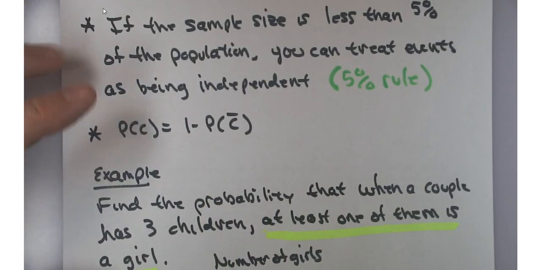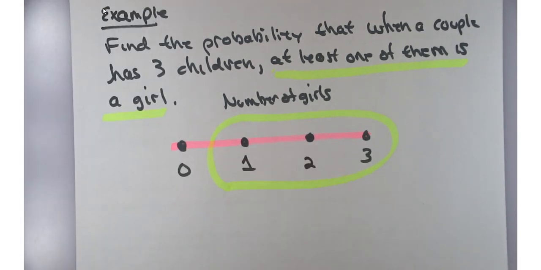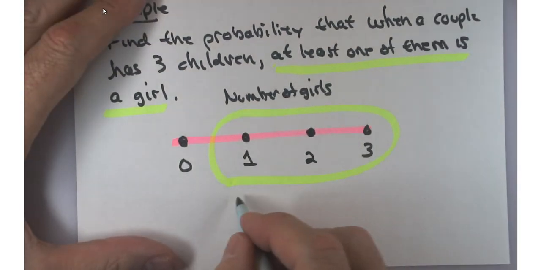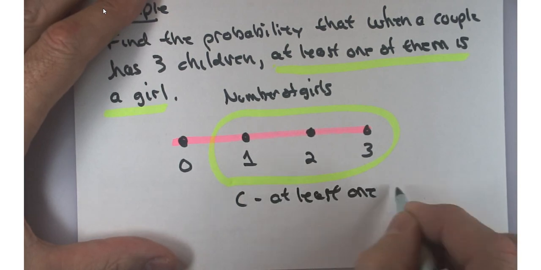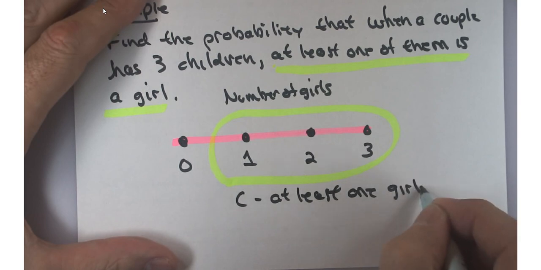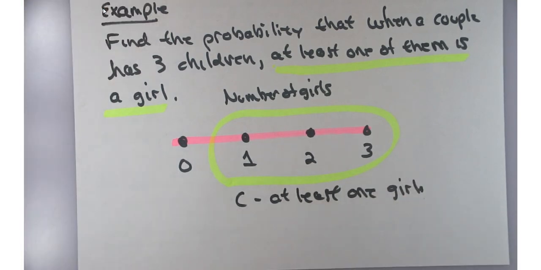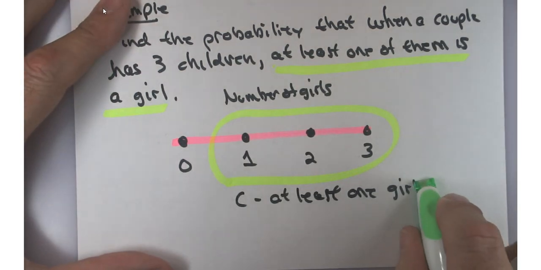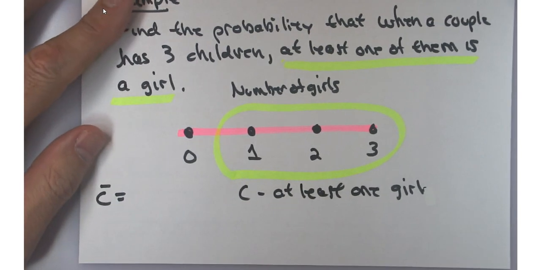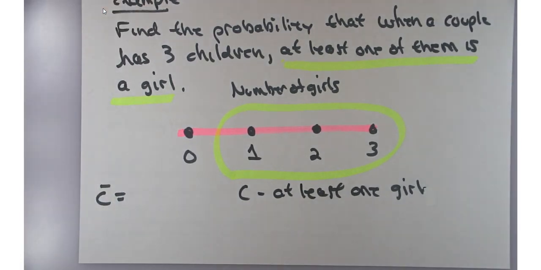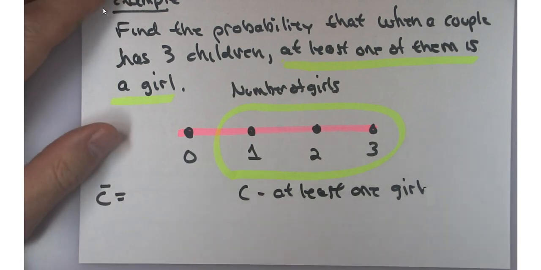That's this part right here. So let's call this event C. C is the event of at least one girl. So can anyone describe to me, in this case, what C bar would mean? What does C bar mean in this context? Patty? No girls? Yeah, no girls, all boys. However you want to say it, but let's just call it all boys.